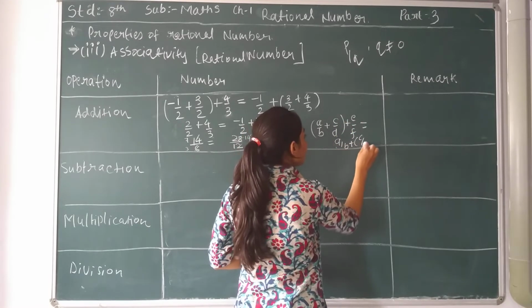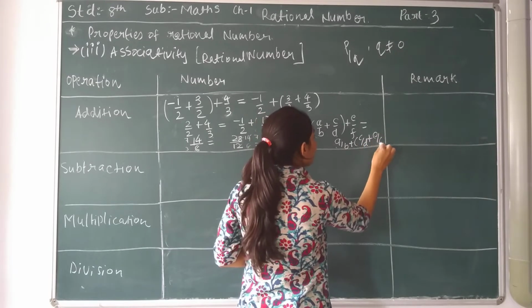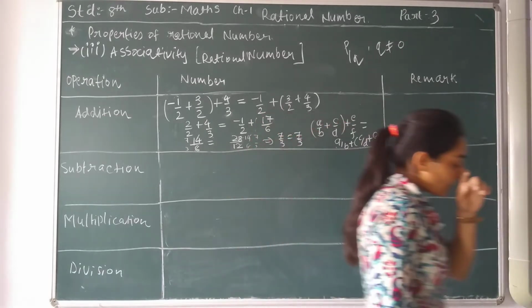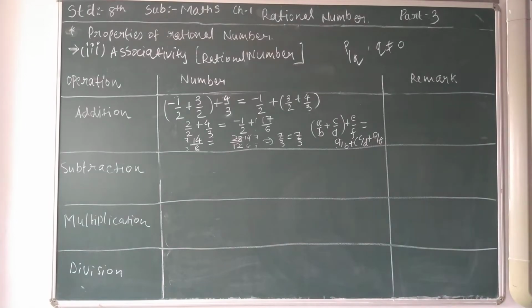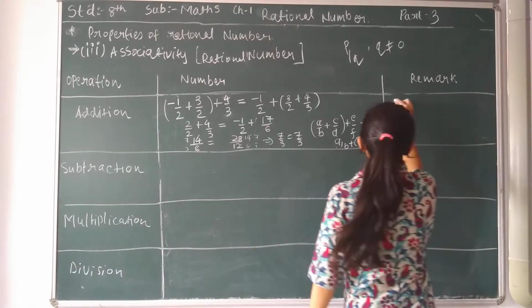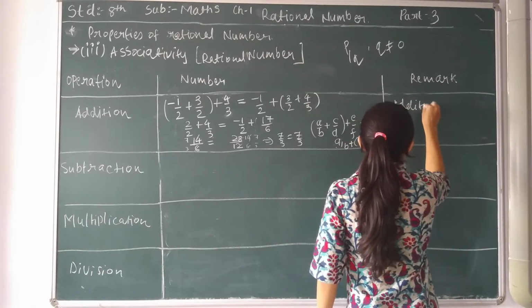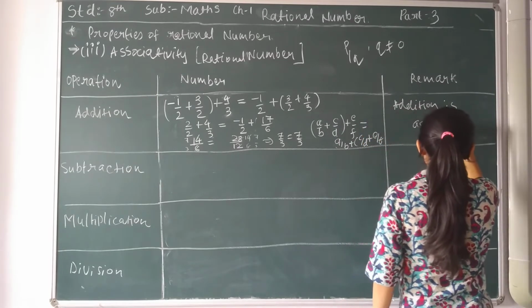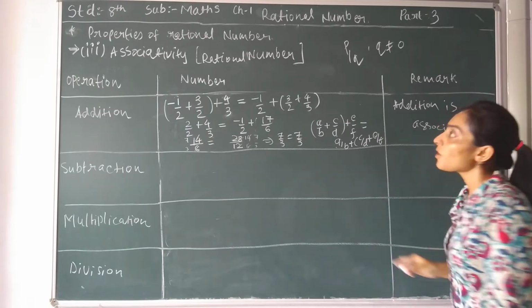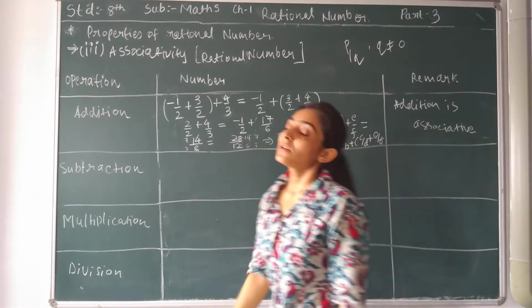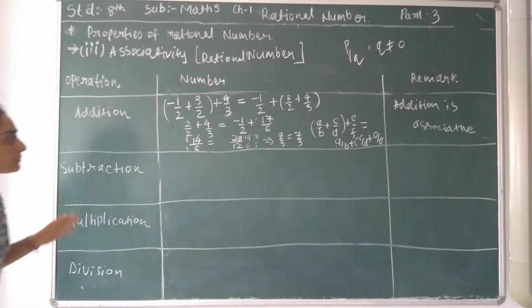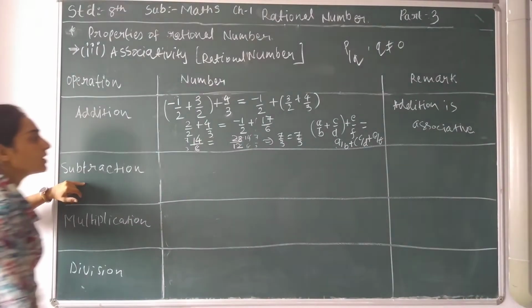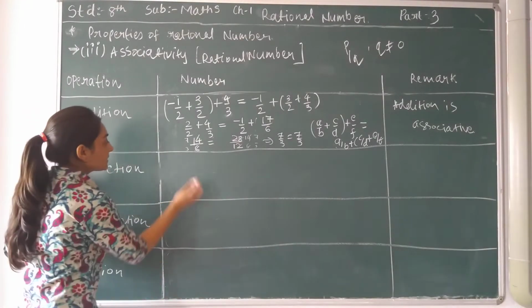plus C divide D plus E divide F. So we can say that addition is associative. As you can observe, addition holds all the properties. Now subtraction, let's check these things.